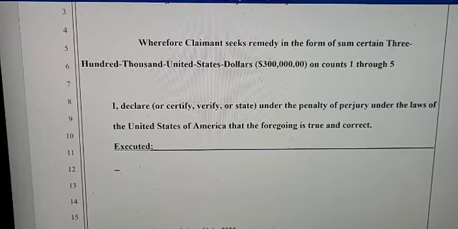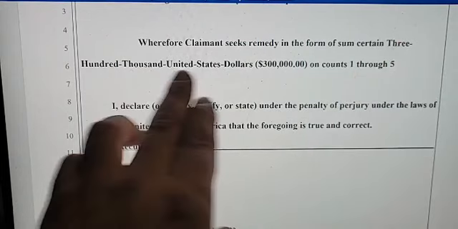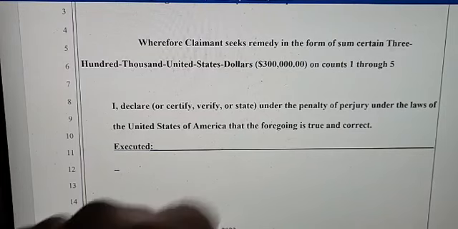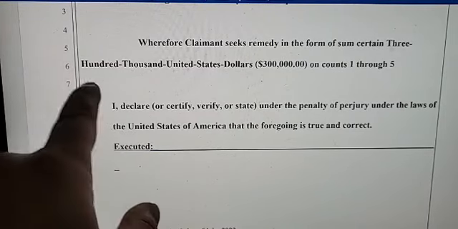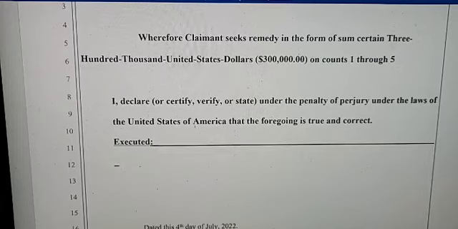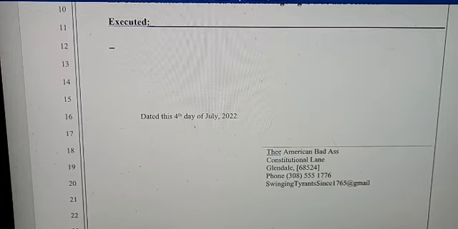Wherefore, claimant seeks remedy in the form of some certain $300 on counts 1 through 5. I declare, this is from Title 28, 1746, 1. I declare, certify, verify, or state under the penalty of perjury under the laws of the United States of America that the foregoing is true and correct. Executed and signed. It's really that simple.